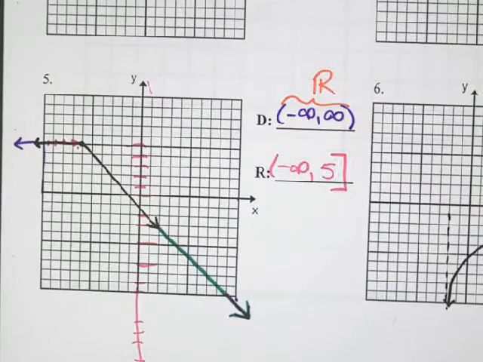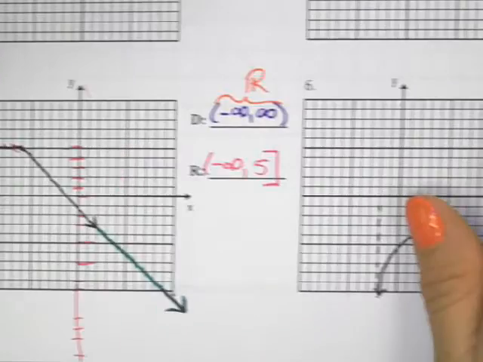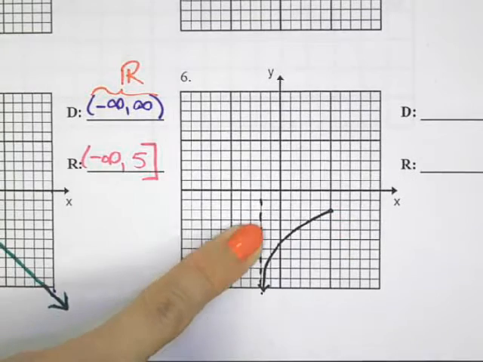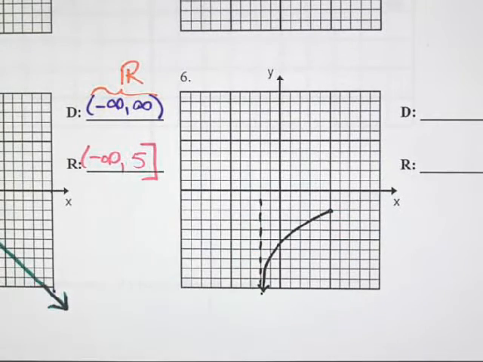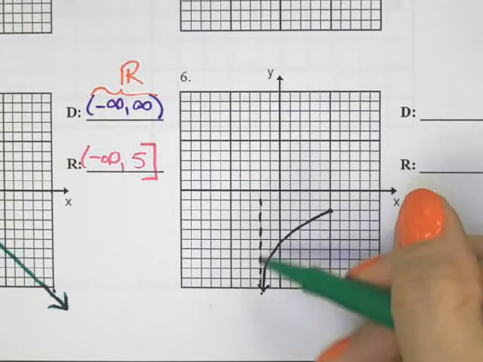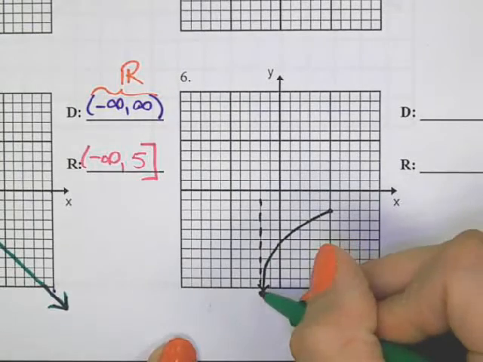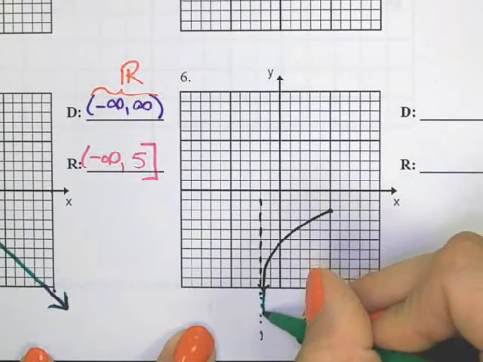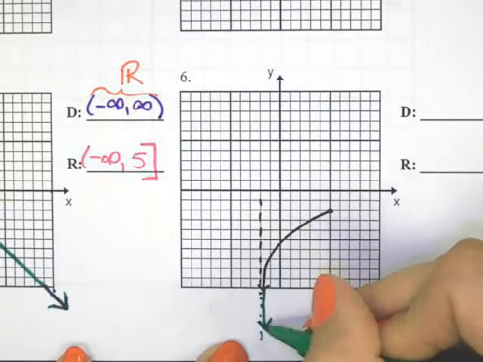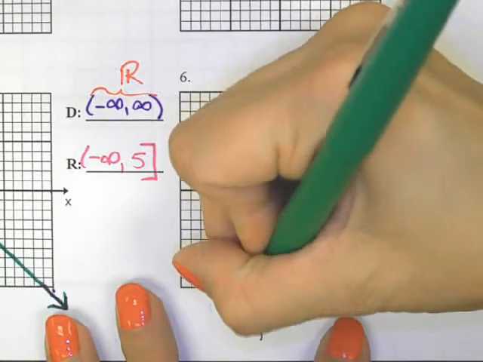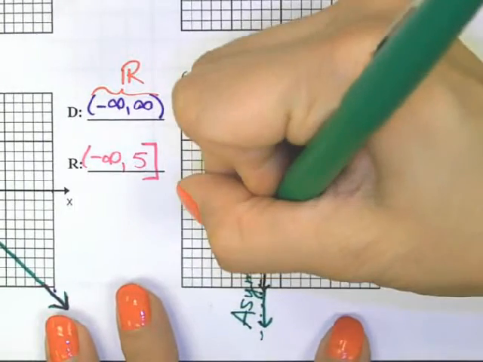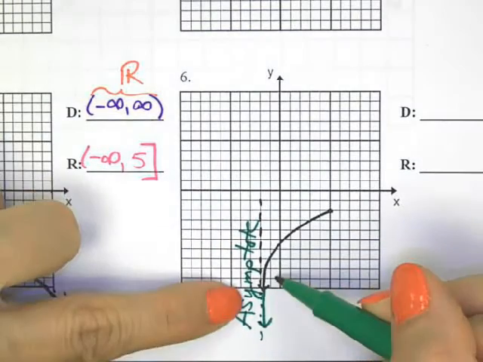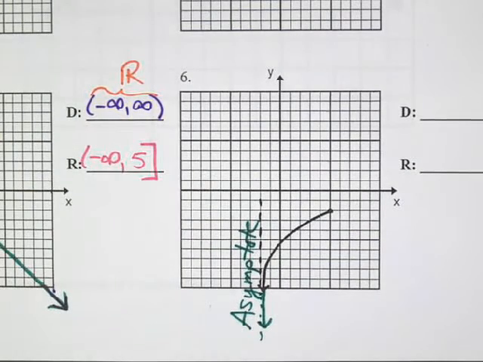Okay, number 6 has something interesting here. It has a point on one end, and it has this dotted line. I want everyone to make sure that they realize what this dotted line is. The graph is getting closer and closer and closer to it. The dotted line means never approaching. So this is an asymptote. An asymptote is a line that the graph approaches but never quite touches.